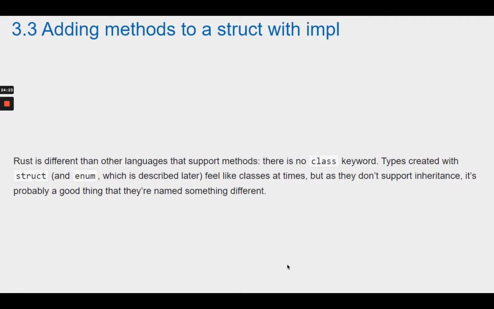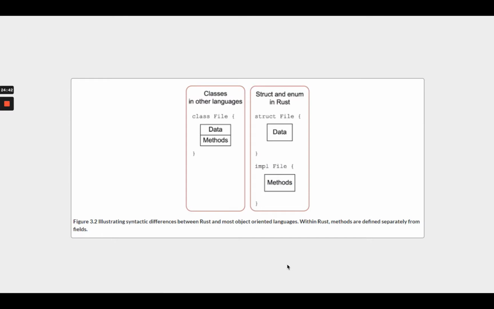Rust is different than other languages that support methods. There is no class keyword. Types created with struct and enum, which is described later, feel like classes at times. But as they don't support inheritance, it's probably a good thing that they're named something different. To define methods, Rust programmers use an impl block, which is physically distinct in source code from the struct and enum blocks that you have already encountered. Figure 3.2 shows the differences.